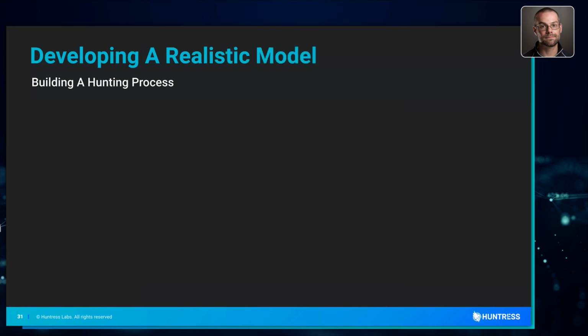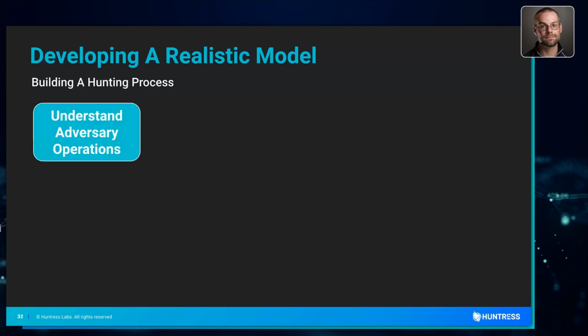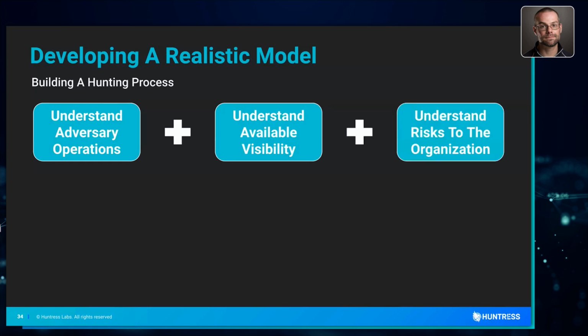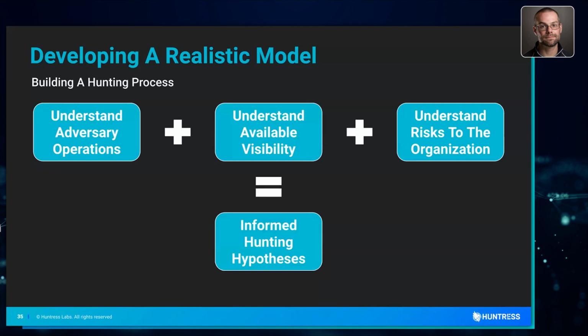Instead, we should at least look for a realistic model that aligns with our capabilities and the resources available at hand. That means understanding how adversaries operate, as already stated, understanding the visibility that's available to us, and combining that with something we have not discussed so far, which is understanding risks to the organization. From this, we can then develop informed hunting hypotheses that deal with what we can see, what matters in what we can see, and how such actions may relate to critical organizational functions and the ability to operate.